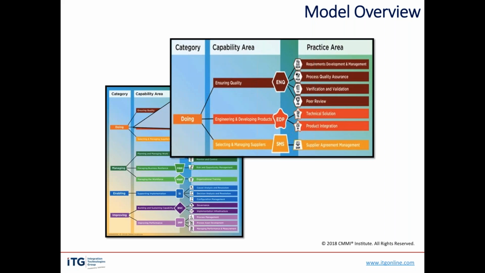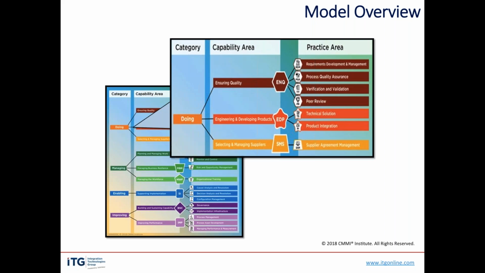Now, within each one of those, for example, ensuring quality, there are the practice areas of requirements development and management, process quality assurance, verification and validation, and peer review. And we're going to talk a little bit more about some of these process areas or practice areas in a minute. So I just want to show you the structure of the new model first and foremost, okay?